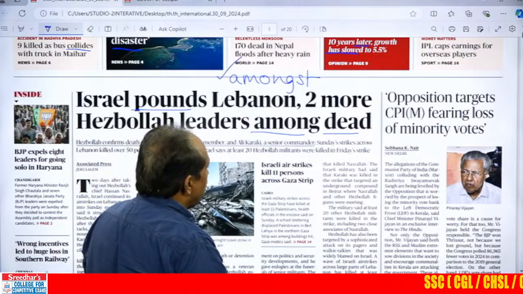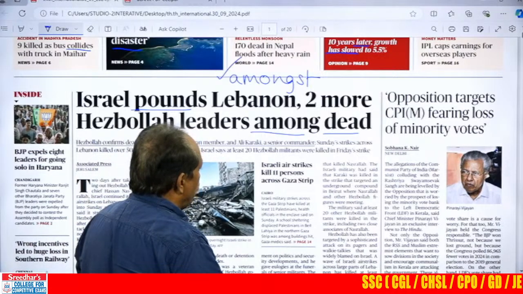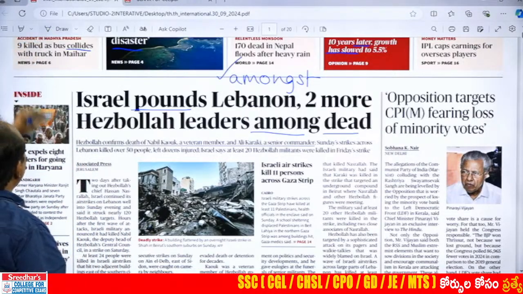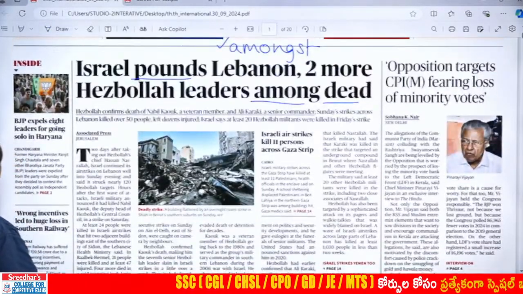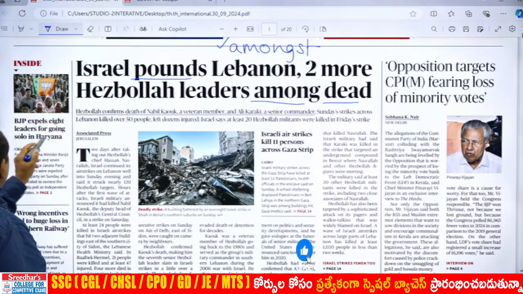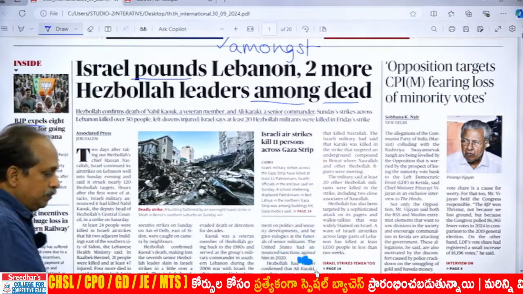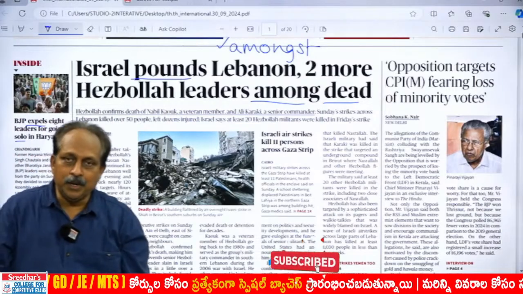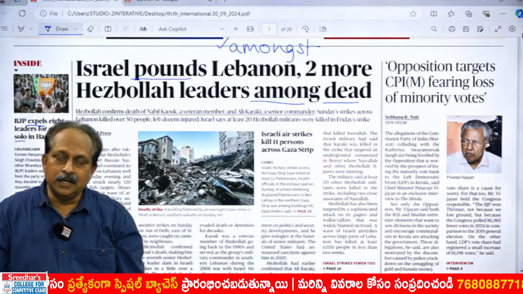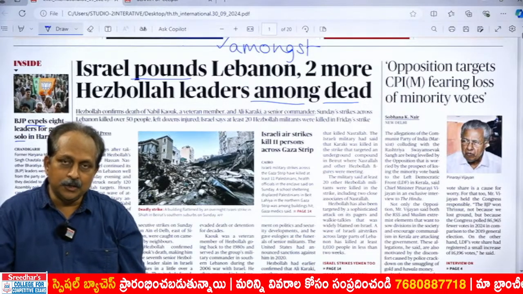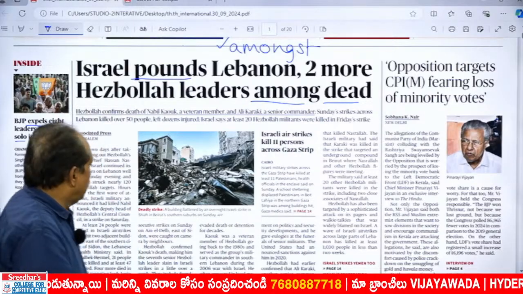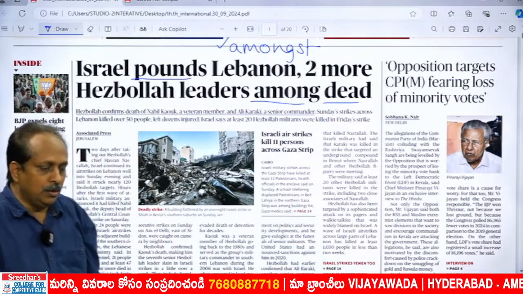Opposition targets CPIM fearing loss of minority votes, related to politics. Let us have a look at the snippets over here. BJP expels 8 leaders for going solo in Haryana. Expel, solo. Usually expulsion, expel, goes with students at the time of college days, exams, malpractice. The students get expelled. That is one meaning. And here, solo. Solo means what? Alone, without any tie-up.